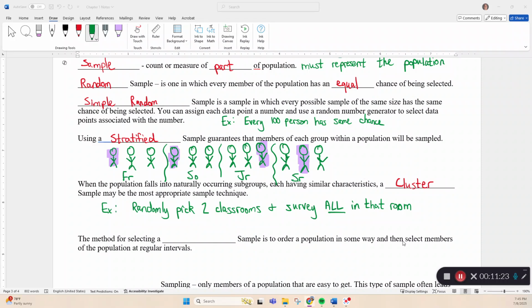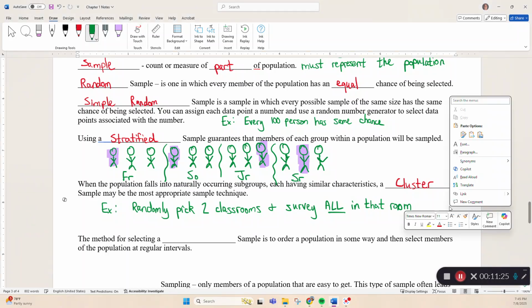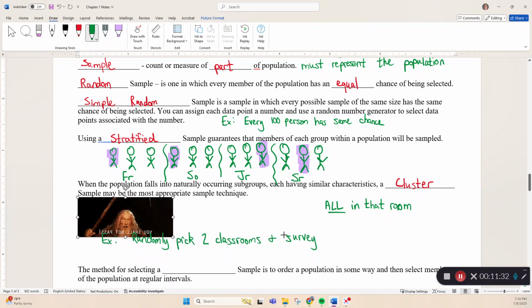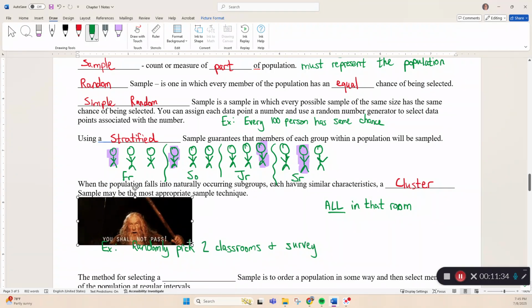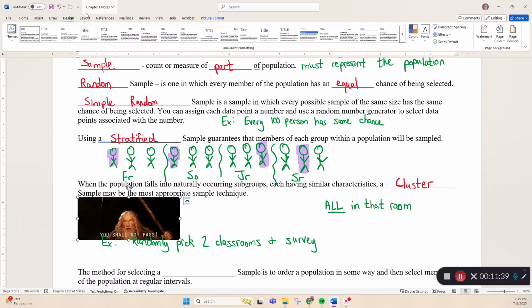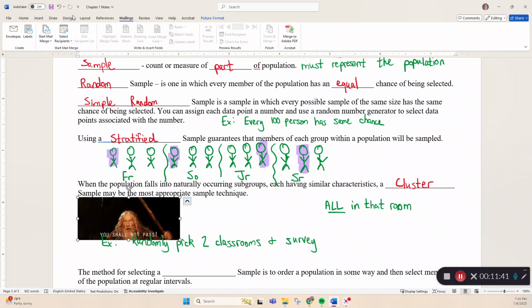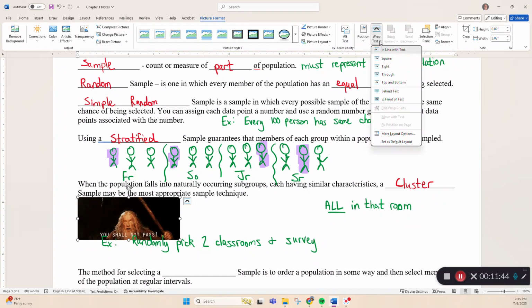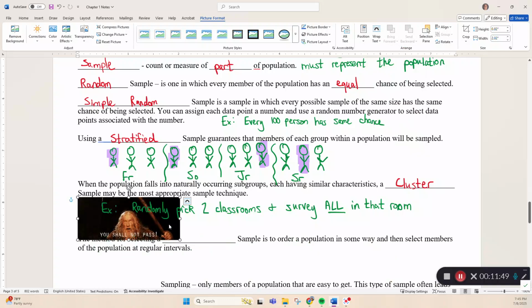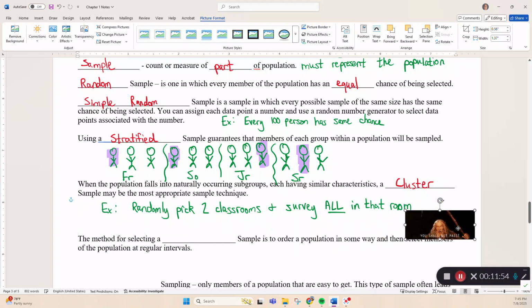So let me copy image. I like to think of cluster sampling as this picture. You shall not pass. Like, what do you mean I shall not pass? Well, answer my question and then you can pass. That's how I think of cluster sampling. He is standing at the door to that room. He will not let you walk out the door unless you answer his question. That's what I like to think of on cluster sampling.